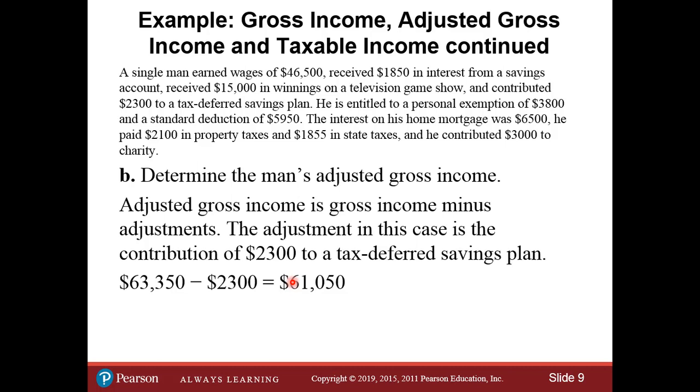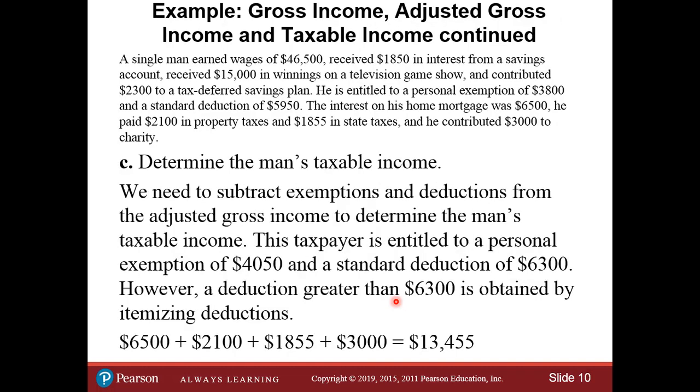Now, the next step is to calculate the man's taxable income. This is where we find his deductions and his exemptions, add those together, and subtract them off of his adjusted gross income. So we need to subtract the exemptions and deductions. What are the exemptions? Well, he gets a personal exemption of $4,050, and he also gets a standard deduction of $6,300.